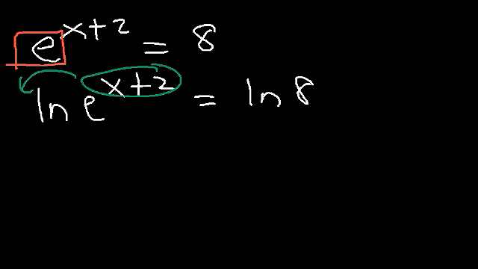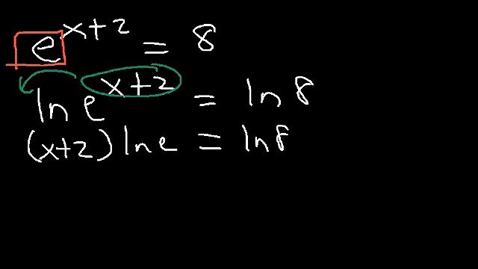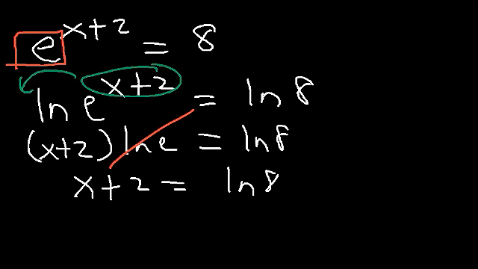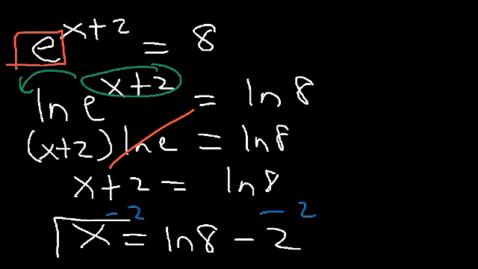Now let's move this to the front. So we have x plus 2 times ln e is equal to ln 8. And we said ln e is 1, so this disappears. So we simply have x plus 2 on the left side. x plus 2 times 1 is x plus 2. So all we got to do is subtract both sides by 2. And the answer is x is equal to ln 8 minus 2.